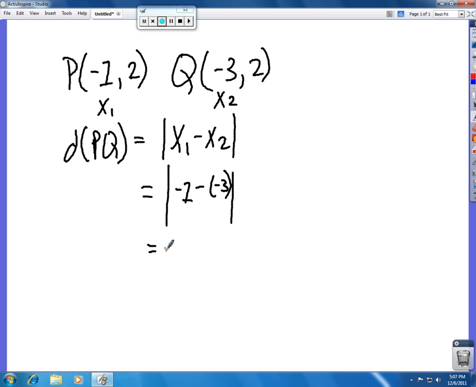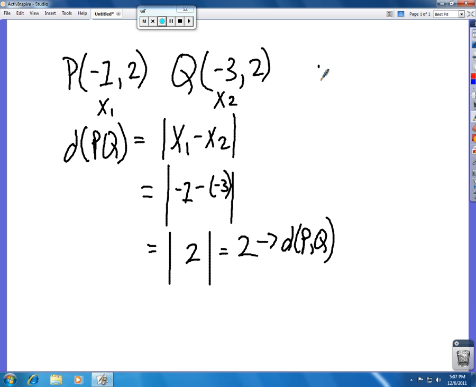Again, we're going to drop the parentheses, and the negative 3 will become positive 3. So we're going to have negative 1 plus 3, which will be 2, and that's simply equal to 2. So this is your distance of P and Q.